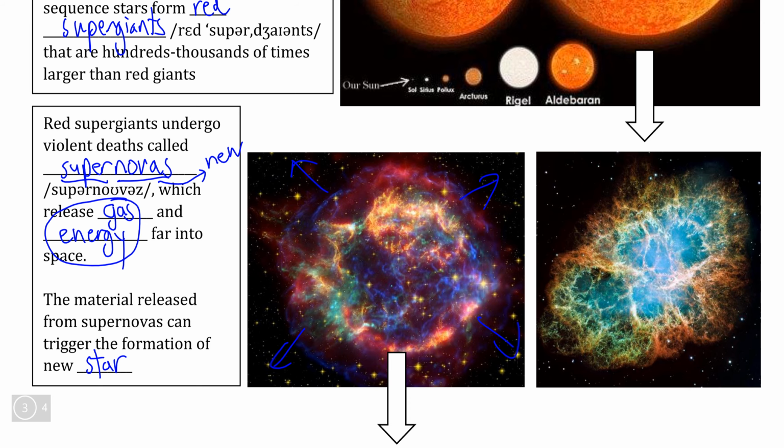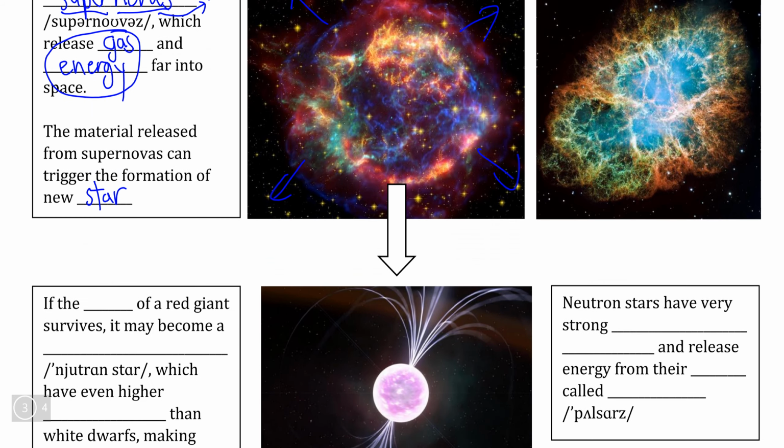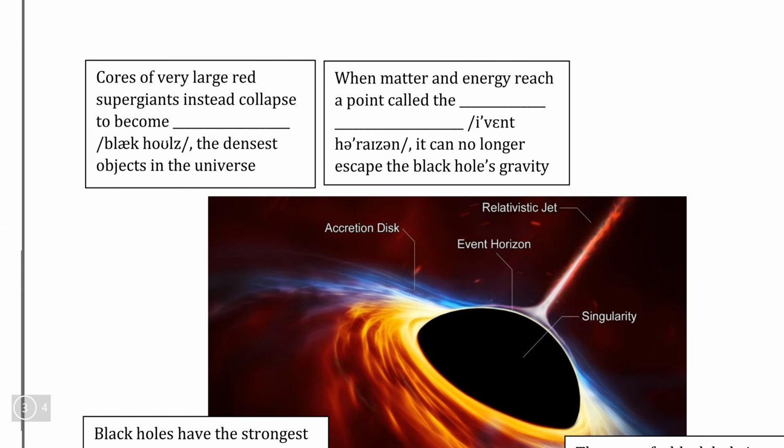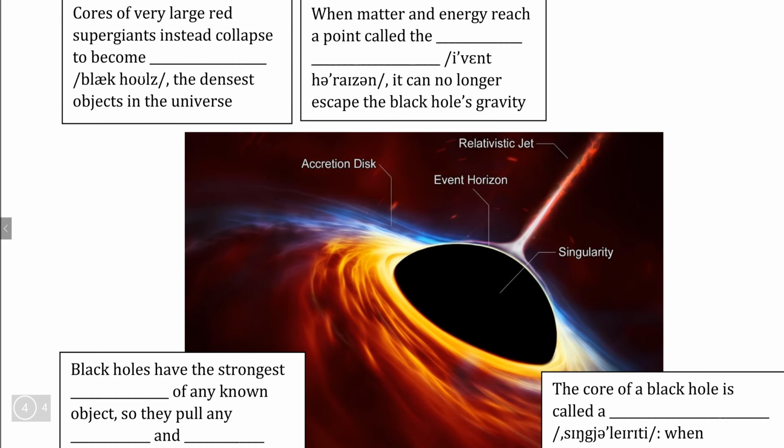In part 2 of this video, we're going to look at what happens to a star's core after a supernova has occurred, and look at some of the most interesting and simultaneously terrifying objects that exist in known space.